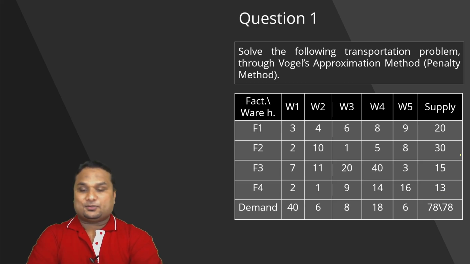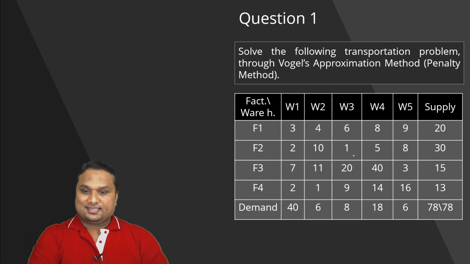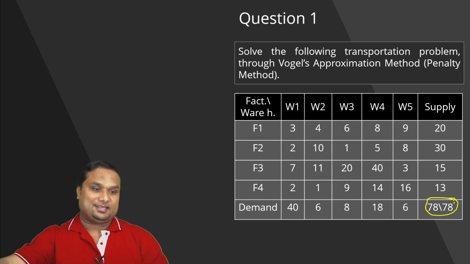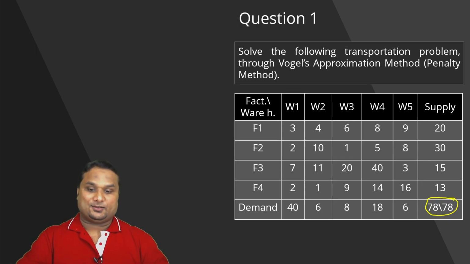I'm going to start solving the question. Whenever we get a transportation problem, the first thing we have to check is whether it is a balanced or an unbalanced transportation problem. For this, you have to add all the supply, 20 plus 30 plus 15 plus 13, which is 78, and all the demand, which is 40 plus 6 plus 8 plus 18 plus 6, which is 78. Our demand and supply are equal, so it is a balanced transportation problem.